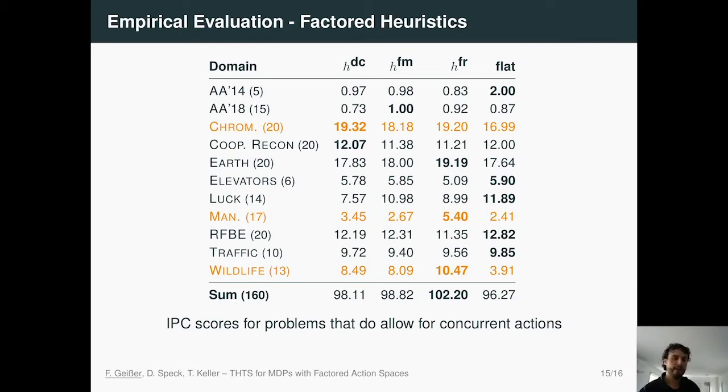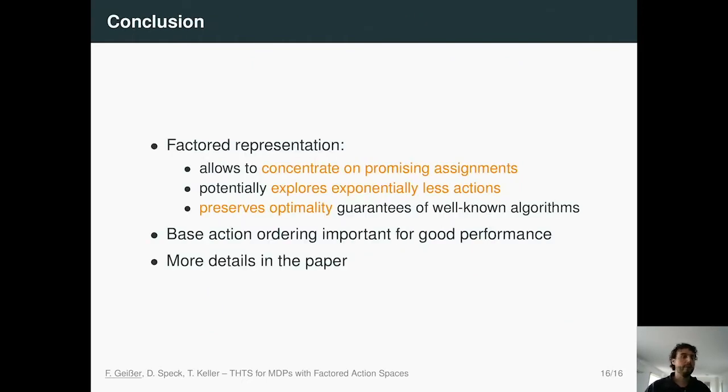Now, of course, this table here presents only problems that allow for concurrent actions. So these are problems where the factored representation potentially pays off. And as I said, for more details and more empirical results, please have a look at the paper. And this already concludes my presentation. We have seen that the factored representation allows us to concentrate on promising assignments. We can potentially explore exponentially fewer actions, which is quite important. And additionally, we preserve the optimality guarantees of well-known algorithms. The base action ordering is important for a good performance. We have some results for that in the paper, but still there's much more work to do. And once again, for more details, please have a look in the paper. Thank you for listening.